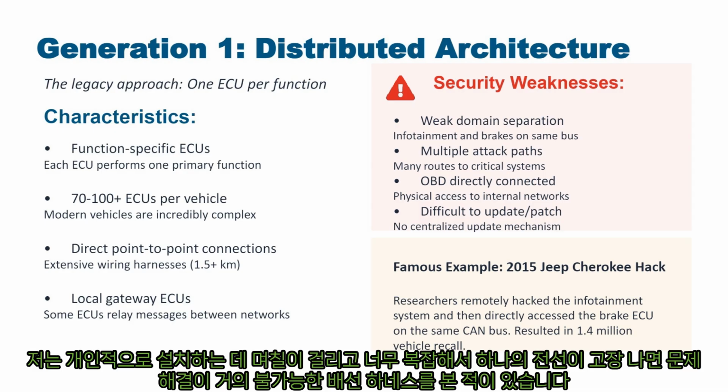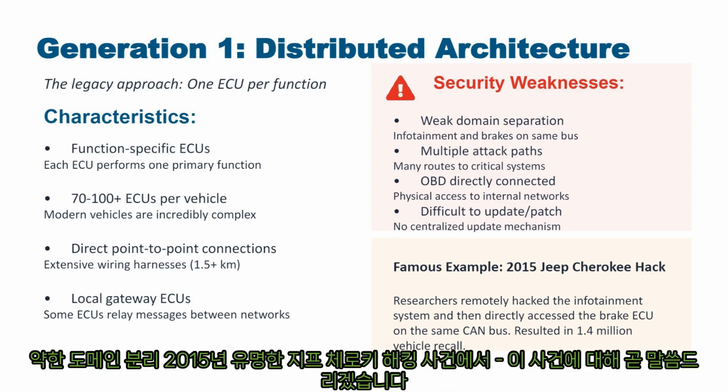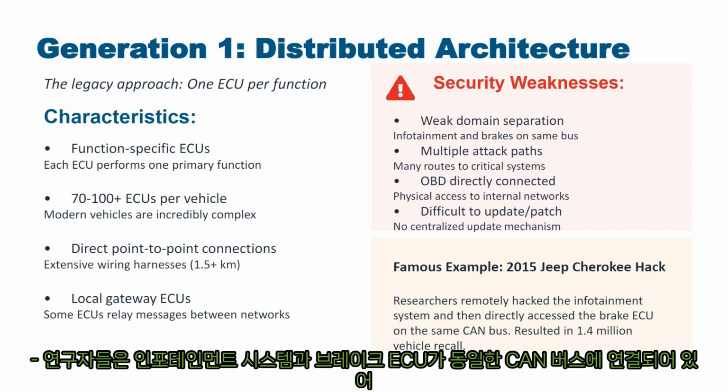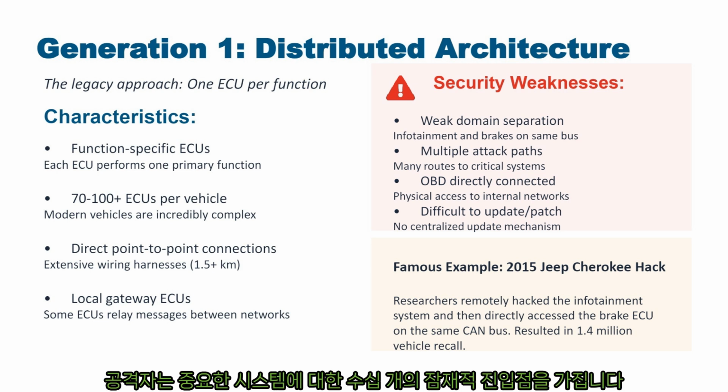Now, look at the security weaknesses on the right. This is where things get really problematic. Weak domain separation. In the famous 2015 Jeep Cherokee hack, and I'll tell you about this in a moment, the researchers found the infotainment system and the brake ECU on the same CAN bus. No separation whatsoever. Multiple attack paths. With so many ECUs and so many connections, an attacker has dozens of potential entry points into critical systems.